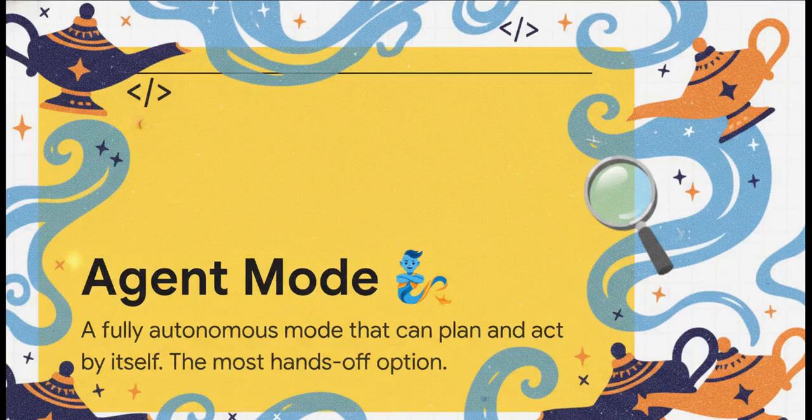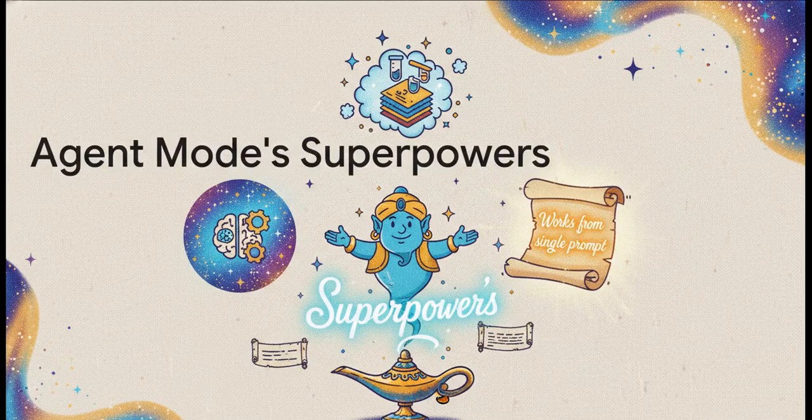And last, but definitely not least, we have the Agent Wizard. Whoa, this one is a total powerhouse. You can think of the Agent Wizard as a magic genie who can pretty much do everything all by itself. It's an all-in-one super wizard. The Agent Wizard is so powerful because it has the powers of both plan and act. It can think and it can build.